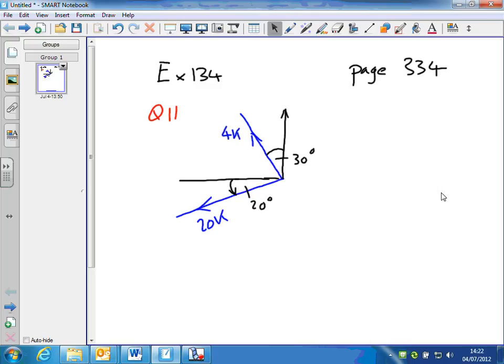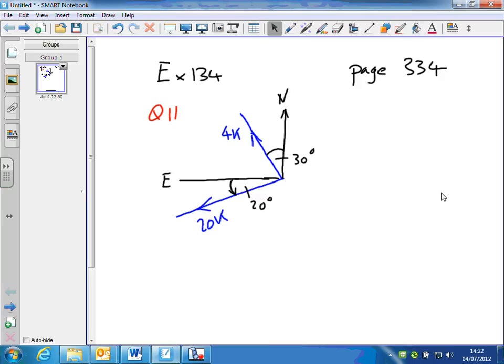So exercise 134, question 11. Draw out this problem. We've got a ship heading with a speed of 20 knots at a bearing of 20 degrees east of south, or south of east rather. And then that's against a current, which is a speed of 4 knots at a bearing of 30 degrees east of north. So I've drawn that on here where I've put in my references of east and north.